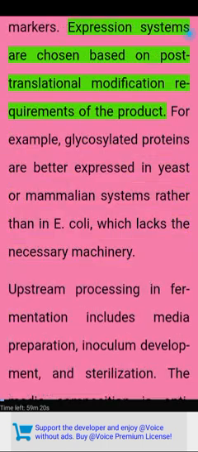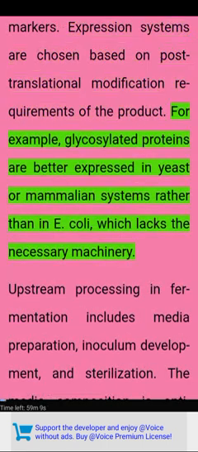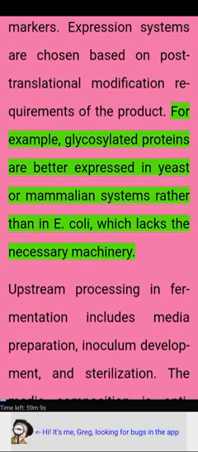Expression systems are chosen based on post-translational modification requirements of the product. For example, glycosylated proteins are better expressed in yeast or mammalian systems rather than in E. coli, which lacks the necessary machinery.